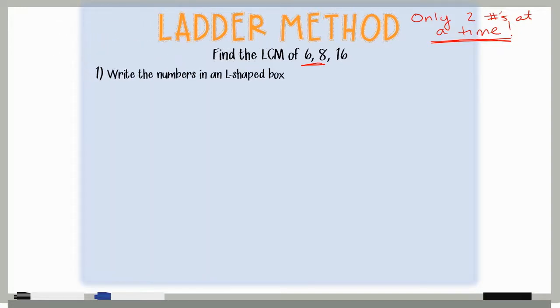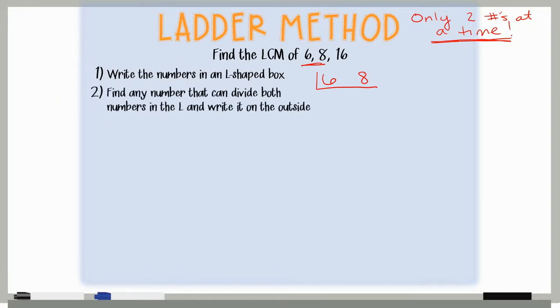First and foremost, I'm going to write my numbers in an L-shaped box. Fairly simple, so I have 6 and 8. I write them in my box. Okay, if you want to, you can split the numbers up like this, but you don't have to. It's completely up to you. Some students get confused and think that that's a 1, so I'm going to take it off to try to prevent confusion.